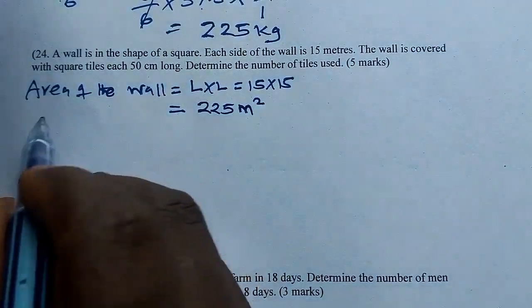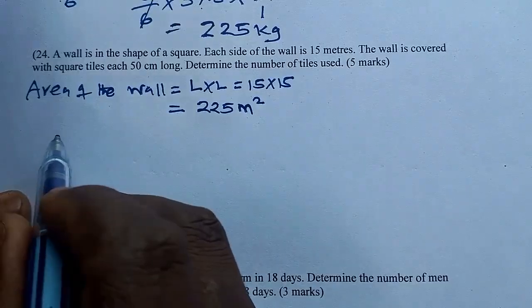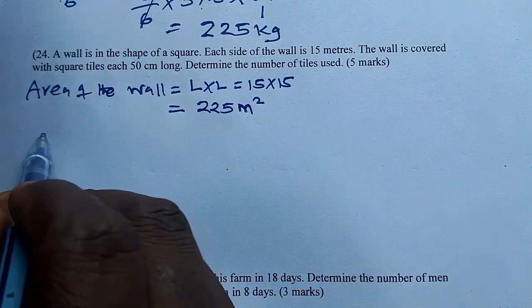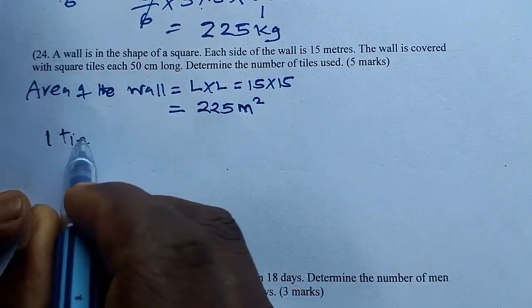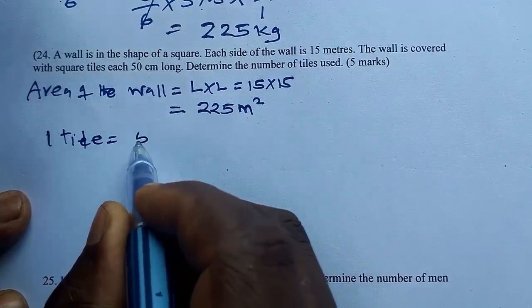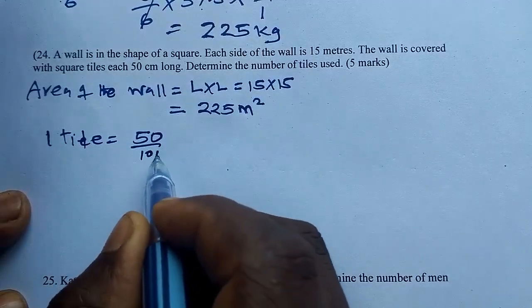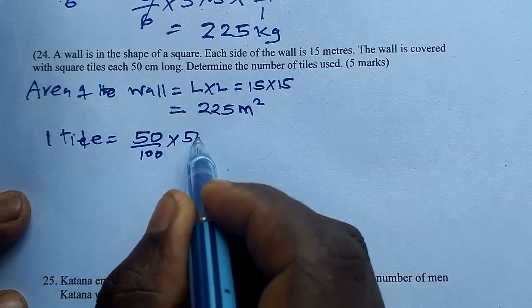We can now get the area of each tile, right? So one tile is equal to 50 over 100. We convert it to meters, times 50 over 100.